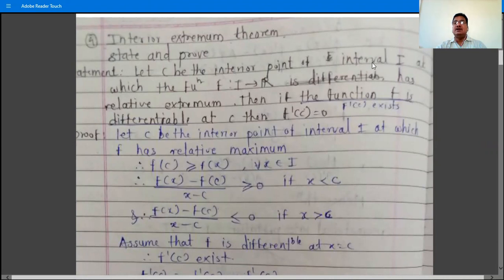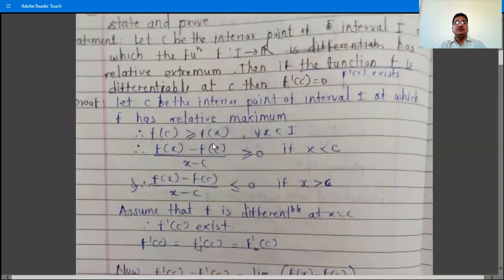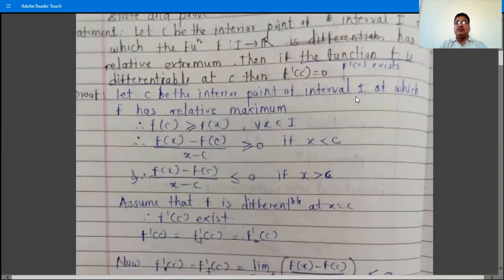That is, we are given that C is the interior point of the interval I, and this function f from I to R has a relative extreme, and the function f is differentiable at a point C, that is f dash C exists. So all these things are given, and we have to show f dash C is equal to 0. So let C be the interior point of the interval I, at which the function f has a relative maximum. Relative maximum means the image at point C is larger than all the images under the function f. That is, f of C is greater than or equal to f of x for all x belongs to I.